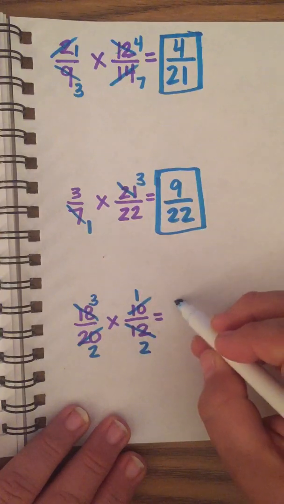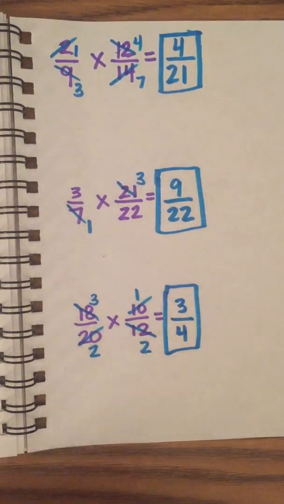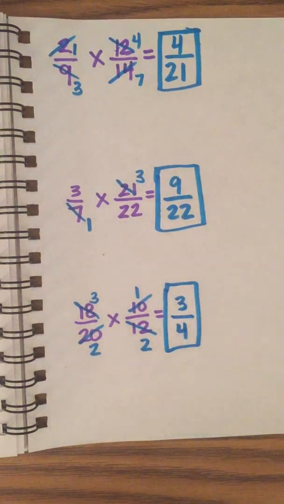3 times 1 is 3. 2 times 2 is 4. There it is. And 3/4 we know you can't simplify because they're 1 away from each other. So we know we can't simplify that.